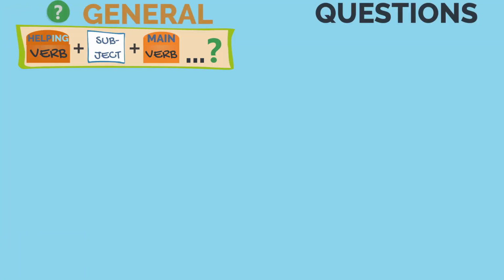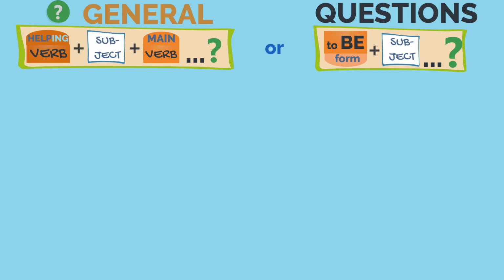As you know, general questions are asked by moving or adding a helping verb before the subject, or by moving the form of the verb to be before the subject. General questions can be answered with a simple yes or no, and they are also logically called yes or no questions.